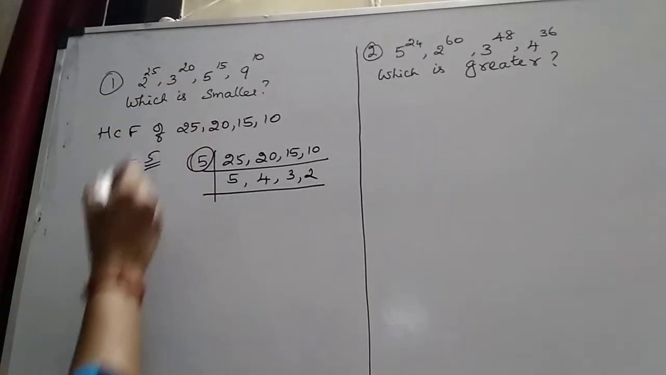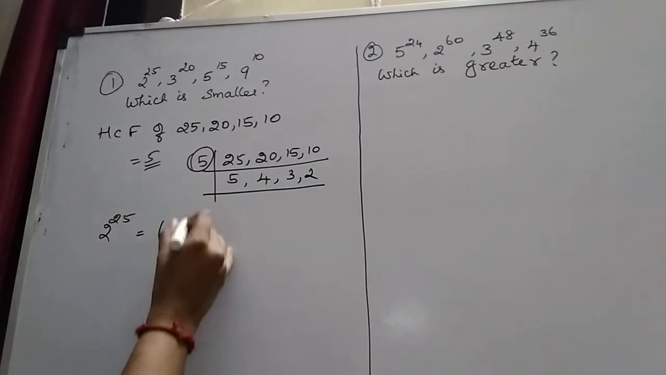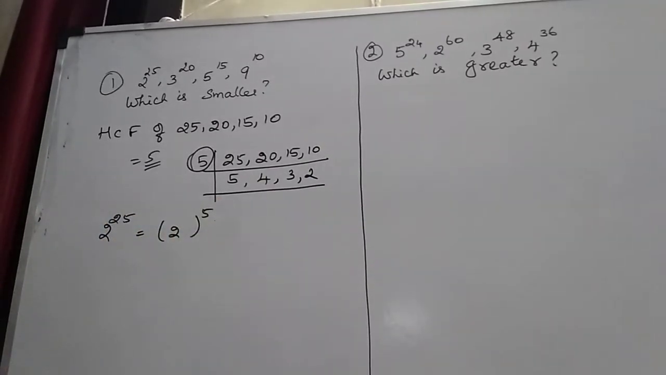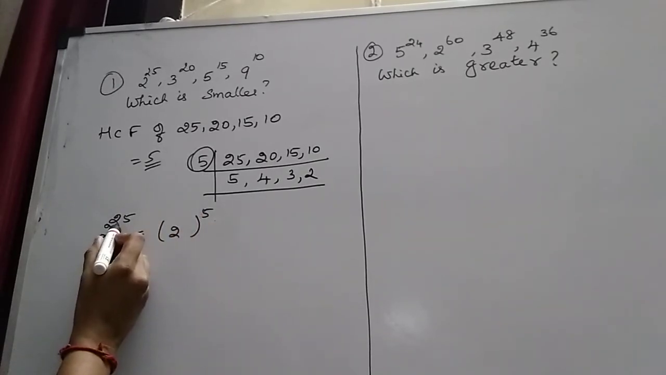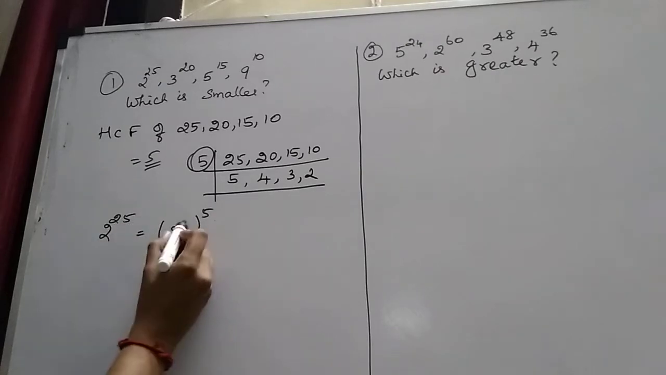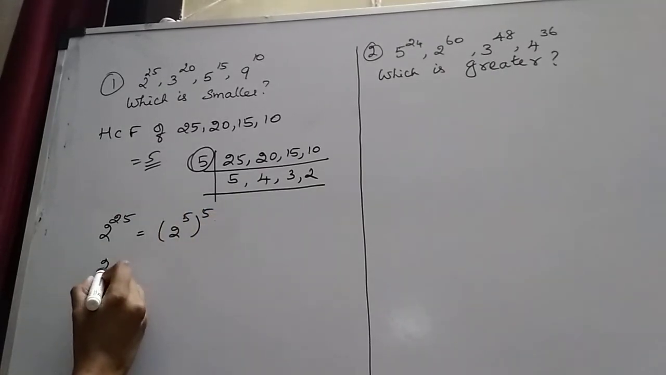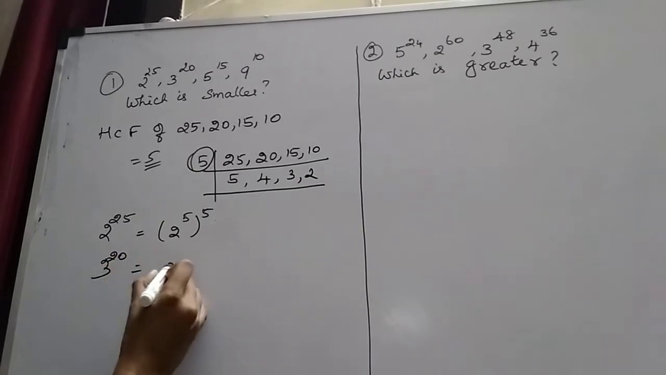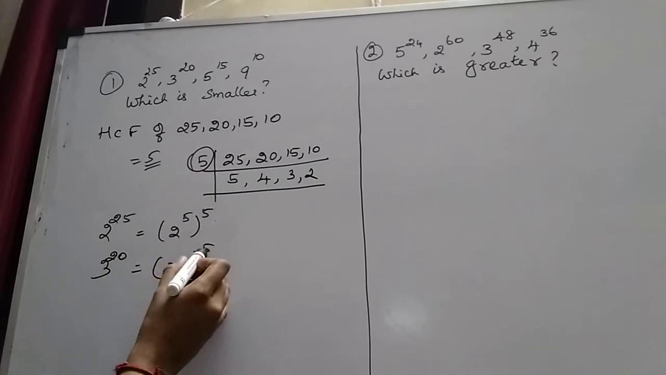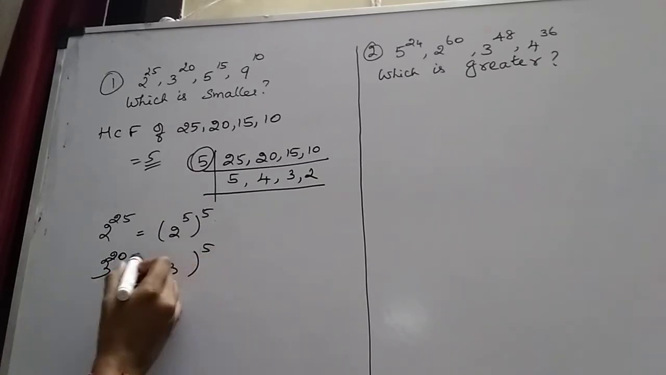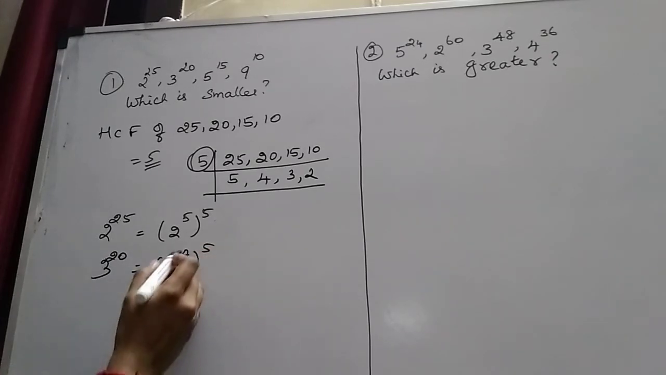So write all the powers in terms of power 5. 2 power 25 can be written as 2 to the power of what? Power of 5. What number must be multiplied with this 5 to get 25? One more 5 gives 25. In the same way, 3 power 20 is given, so you take out the 5. In the 5 table, how many times does 5 go into 20? 4 times. Write that inside.